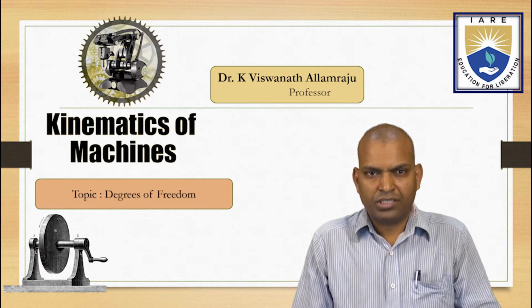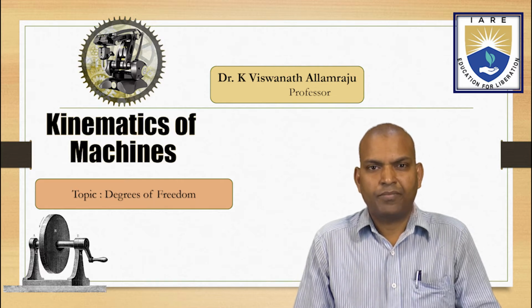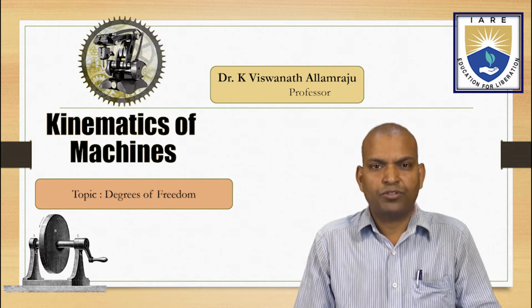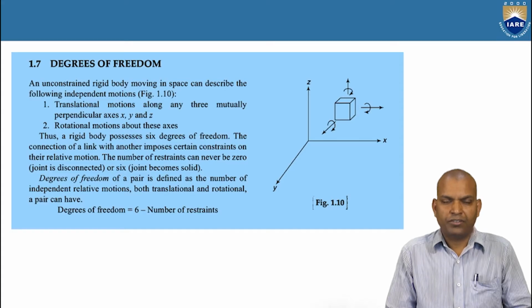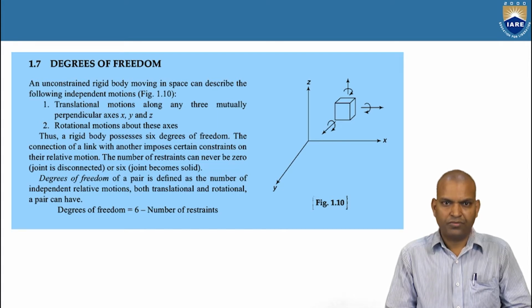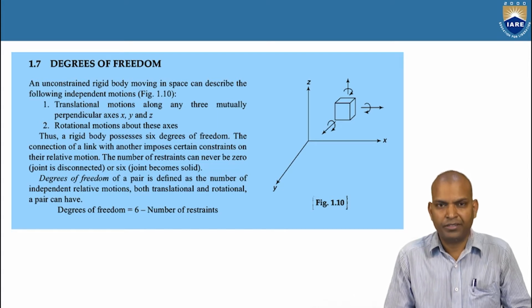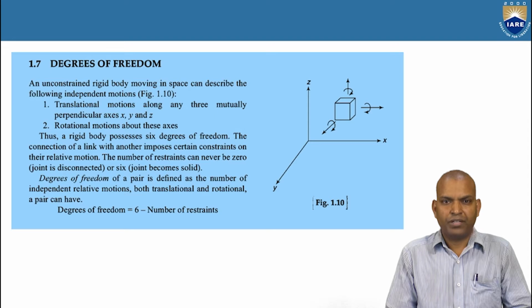Today we are going to discuss degrees of freedom. It comes under module 1 of the subject Kinematics of Machines. So what is the degrees of freedom of a body when it is in space? Before that, what is the exact definition of degrees of freedom? The degrees of freedom is defined as the number of independent coordinates required to specify the complete configuration of the system.